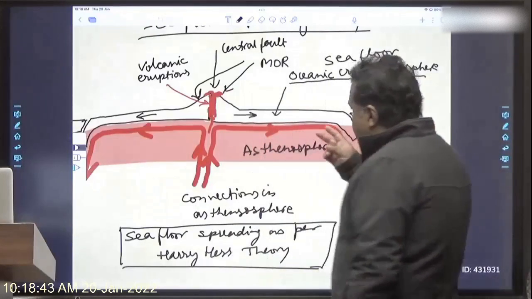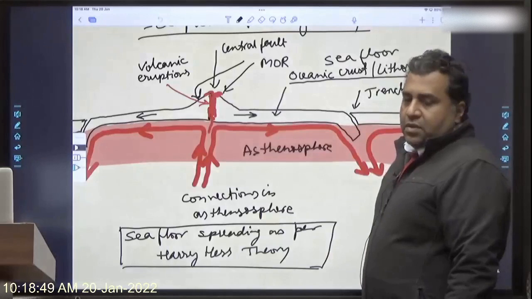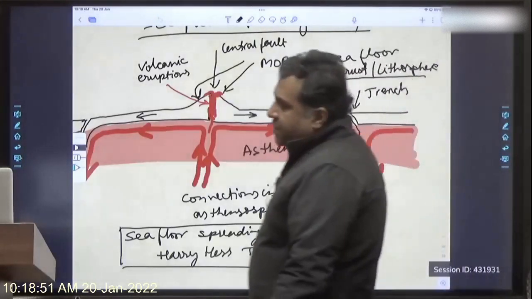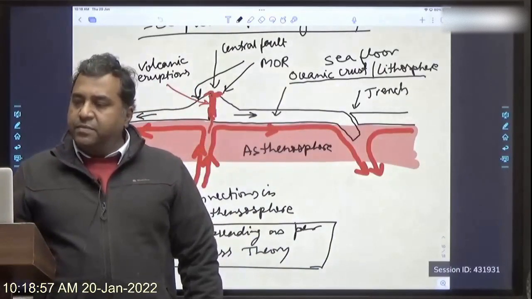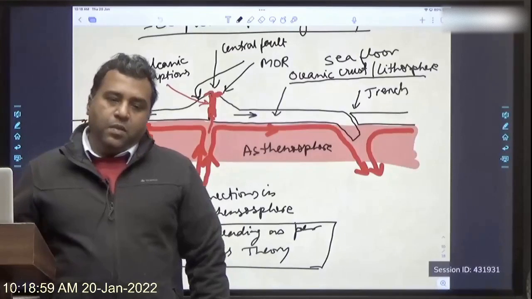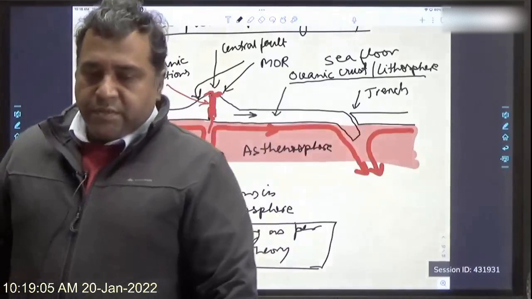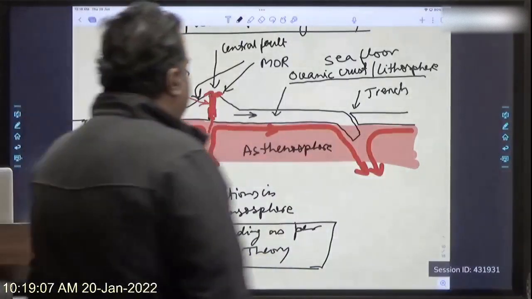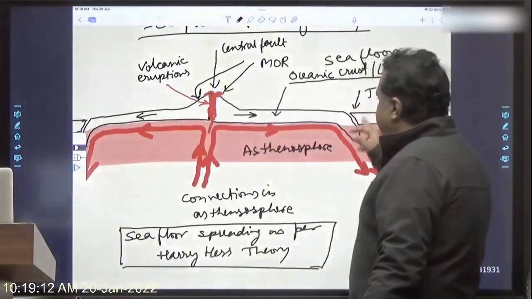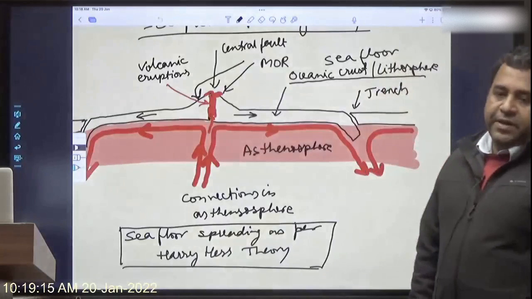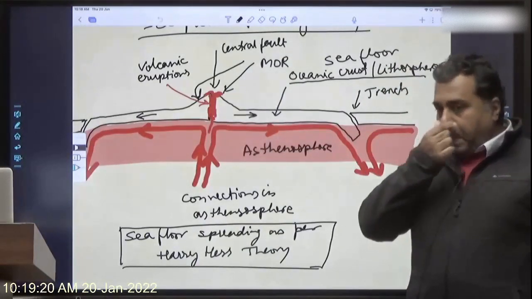The spread part of the seafloor then sinks back into the asthenosphere at the trenches, as shown in the figure.